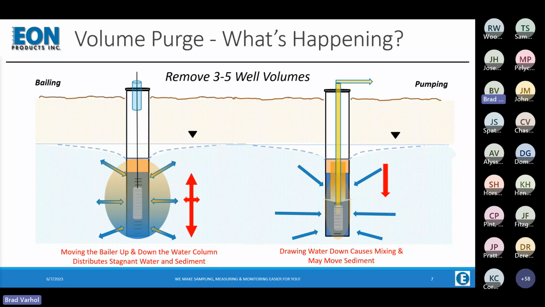The other method of volume purging is to use a pump. So in the same manner, we take a pump and we lower it through the stagnant water and put it down into the well screen, and we turn on the pump. Now, the pump is a one-way device, so in this case, we're not moving water in and out of the screen. We're only moving it into the screen and up and out of the well.